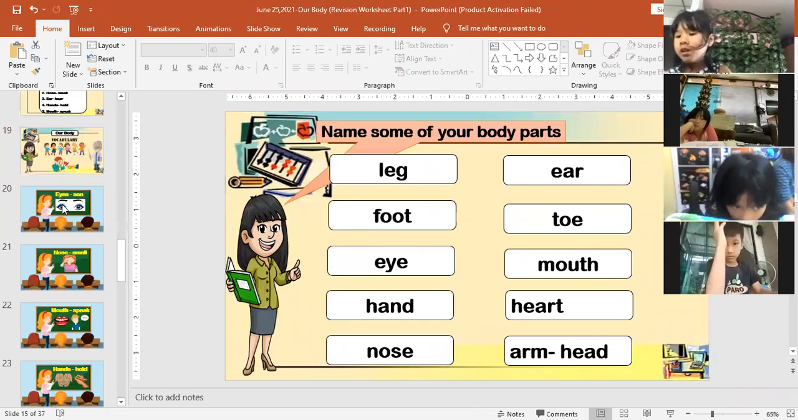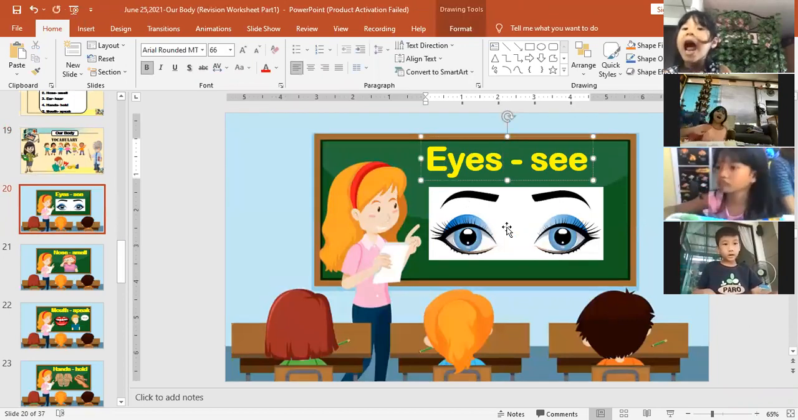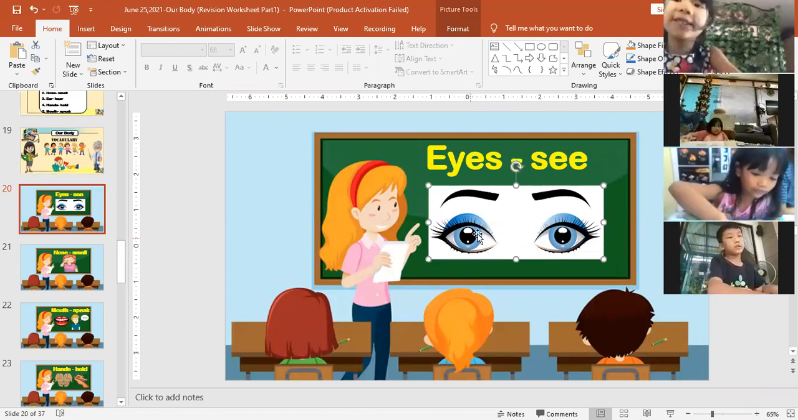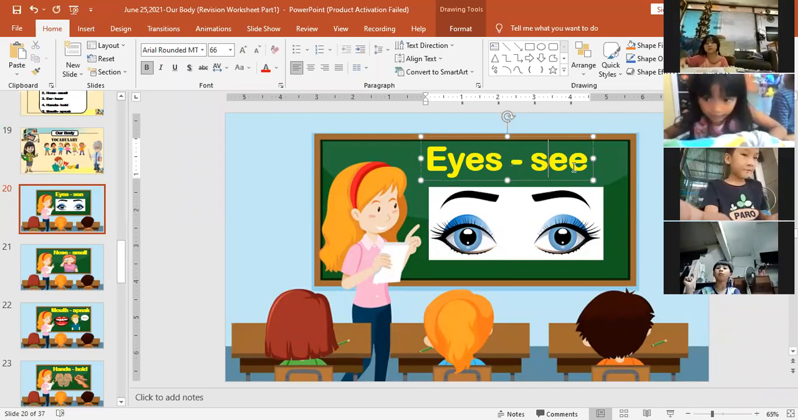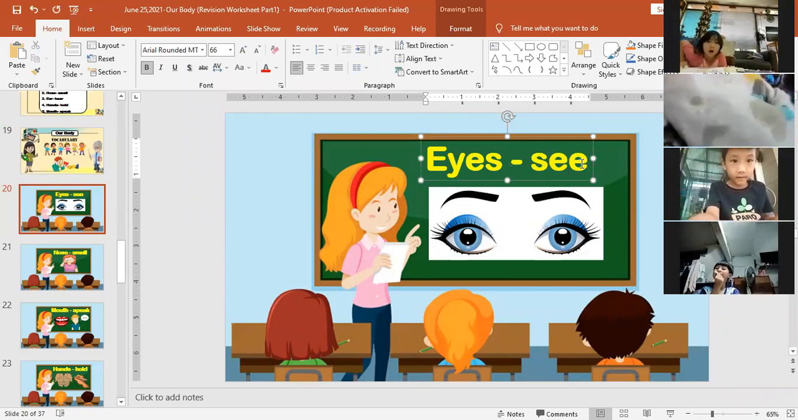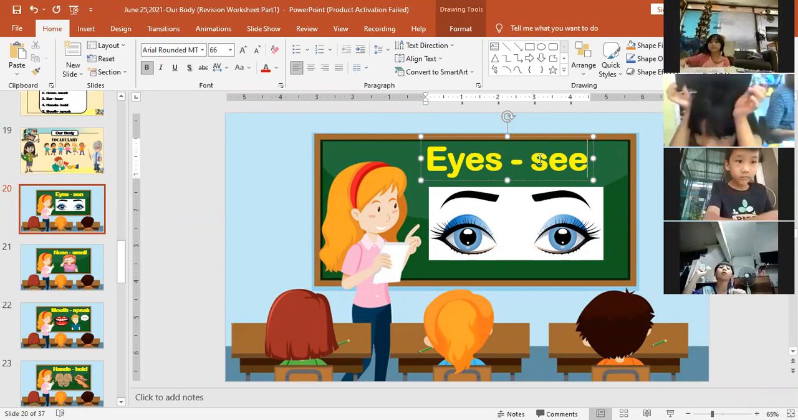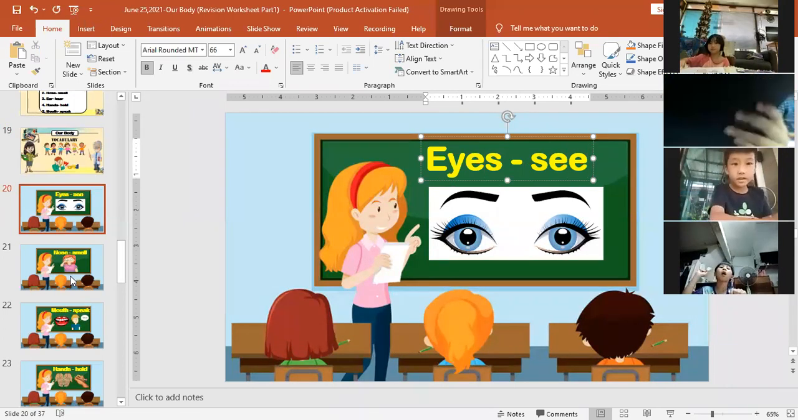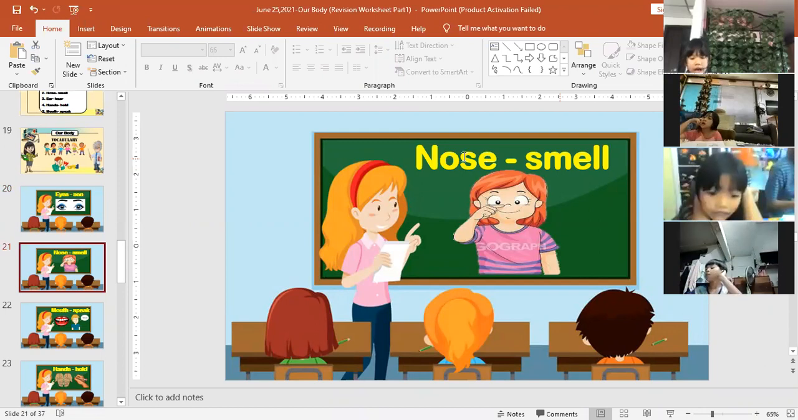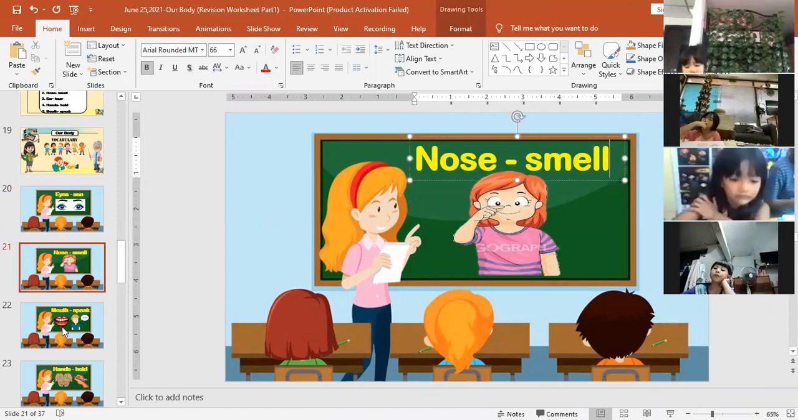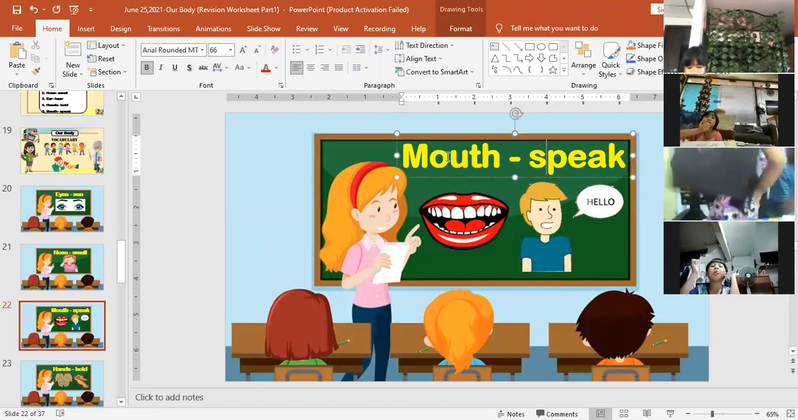Okay, so this time let's read these words. Everybody, let's read eyes. What is your eyes for? We use our eyes to see. Okay, again, eyes, see. Next word, nose, smell. Next, we have mouth, speak.